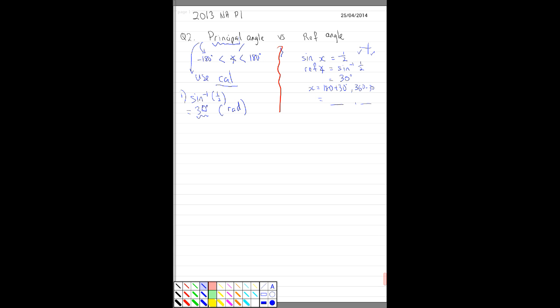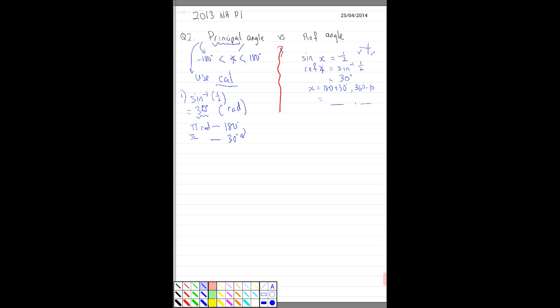So then we have to convert this to radian. How do I convert this to radian? Pi radian is equal to 180. So I want 30 degrees converted to radian. Pi over 180, times 30. Like that, right? This one times this one divided by this one.